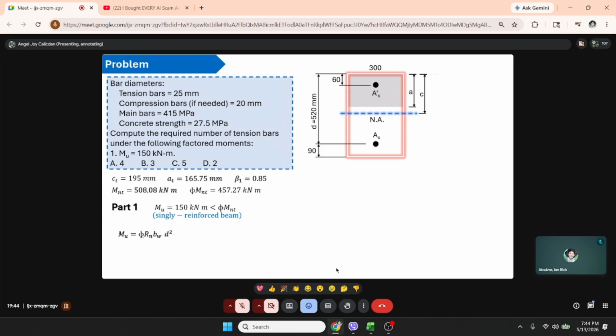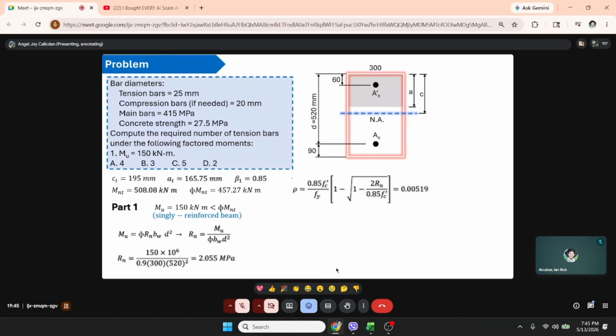And katong alternate na formula sa phi Mn or Mu is phi Rn bw d squared. So, rearranging, we have Rn is just Mu over phi bw d squared. So, substitute the given 150 times 10 raised to 6 to convert to Newton mm over 0.9 times 300 times d na 520 squared. So, Rn is 2.055 MPa.